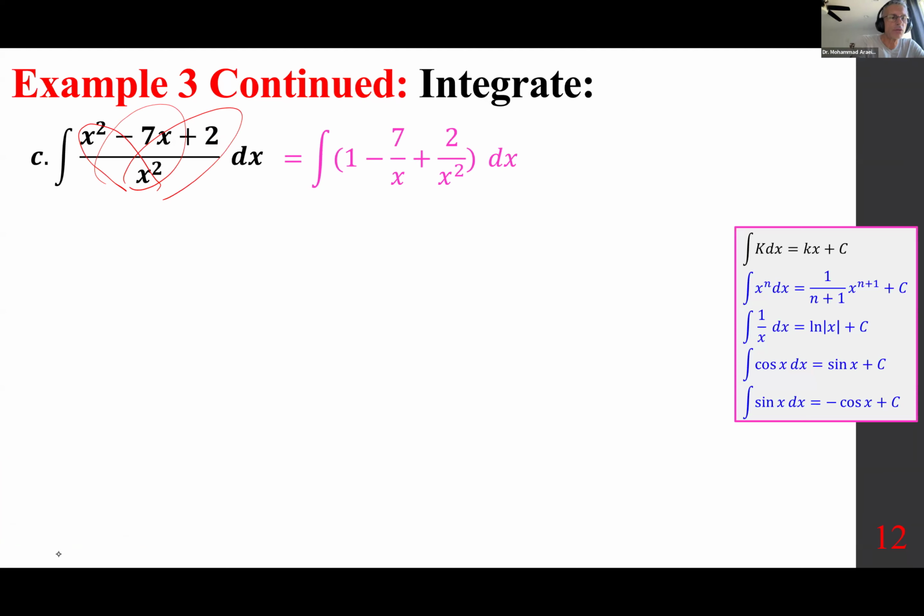Now, one by one, we want to make sure they are ready to go through the process of integration. So this is minus 7 times 1 over x, and this is 2x to the power of negative 2. So number 1, because this is dx, becomes x, minus 7 times 1 over x, which is natural log, so minus 7 natural log of x. 2 over x squared, or 2x to the power of minus 2. We are going to use the power rule on that.